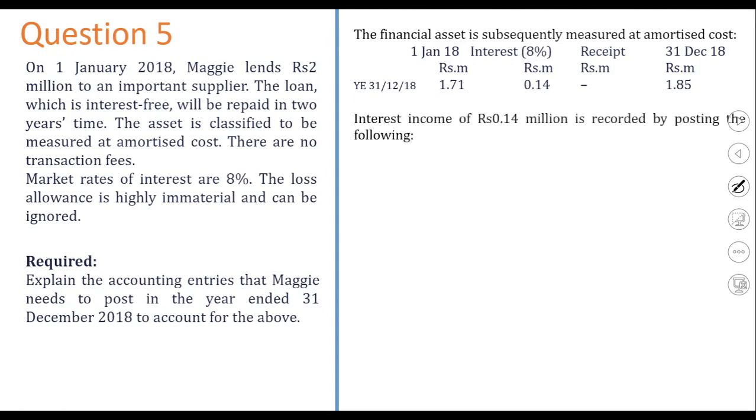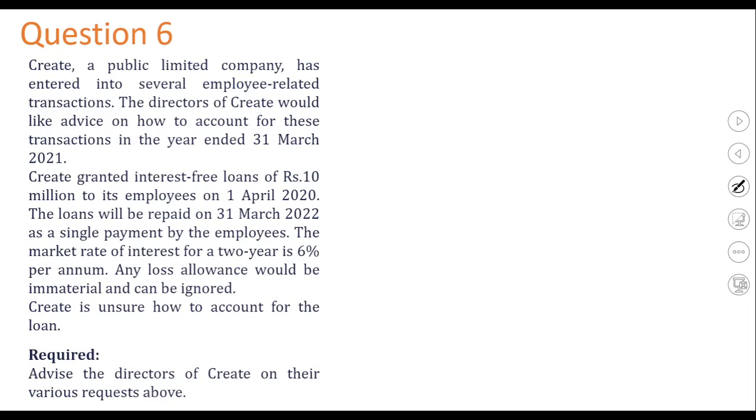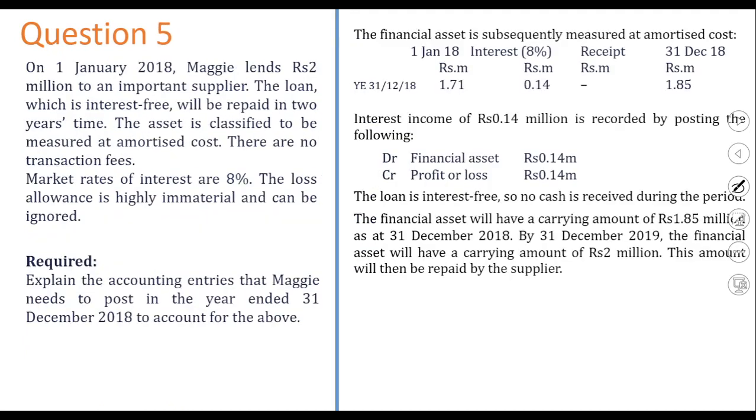This will be going to the second year. If you take 31st December 2019, the second year opening balance will be 1.85. This will be 0.15, no interest, and you are getting 2 million at the end of the second year. So this is how it happens. What do you want to do in the first year? Interest income of 0.14 million is recorded by the following entry.